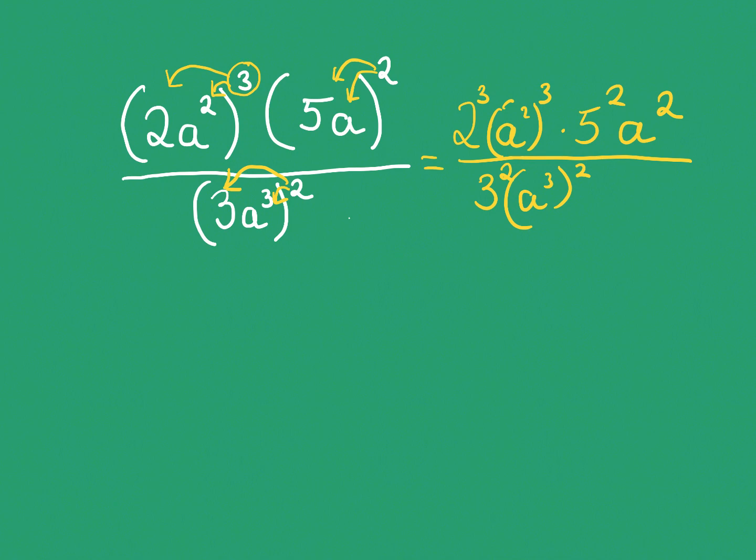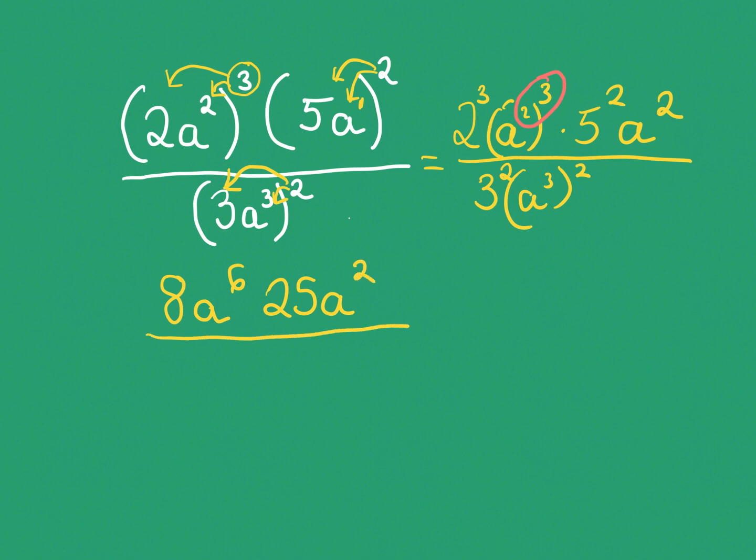Now we can simplify a little bit by saying that 2 to the third power is 8. A squared to the third power is evaluated by multiplying those exponents. A squared, 2 times 3, gives me a to the sixth power. Similarly, 5 squared is 25. And a squared didn't really need simplification because we only had an exponent of 1 inside there.